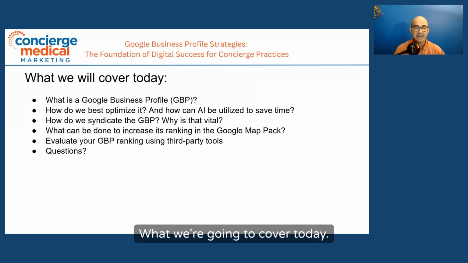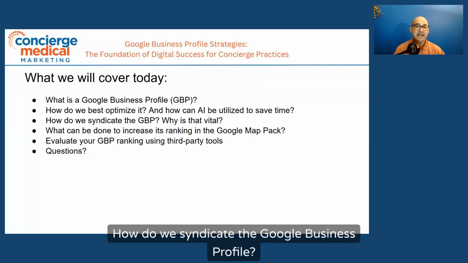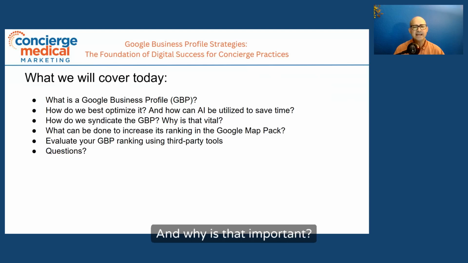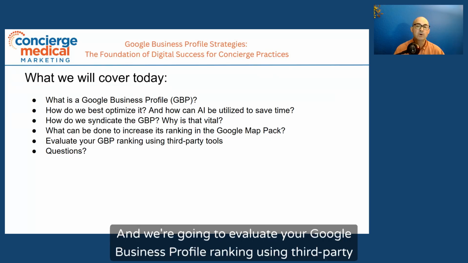What we're going to cover today: what is a Google business profile? How do we best optimize it? And how can we use AI to help us save time and money? How do we syndicate the Google business profile? And why is that important? In fact, why is it vital? What can be done to increase the ranking of your Google business profile in the Google Map Pack? And we're going to evaluate your Google business profile ranking using third-party tools.